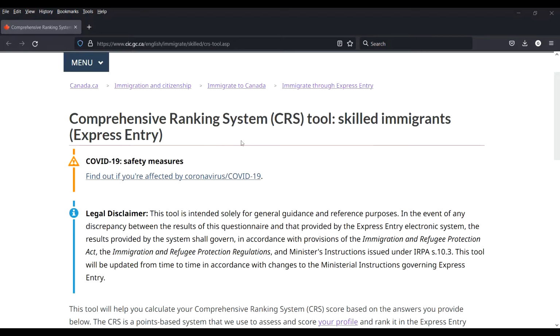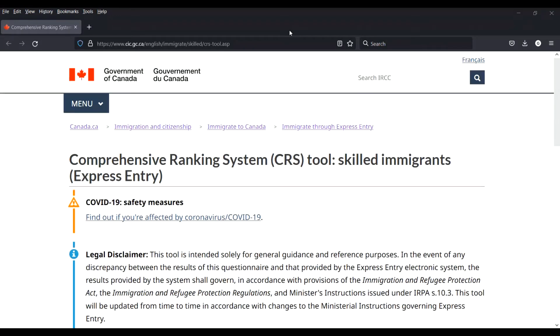your CRS score. Every two weeks, the Canadian government, through the agency called IRCC, usually holds a draw, called the express entry draw, and usually they invite a certain number of candidates to apply, which is usually called ITA. So that is invitation to apply.